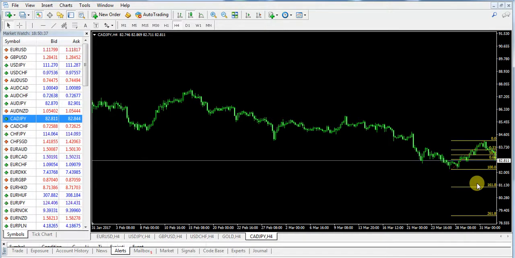Now, I've had these questions, guys. Please just get the terminology right. In this case, we will not be buying. We will be selling, because the 1618 level is below the 100% level. We will be placing a sell stop order.